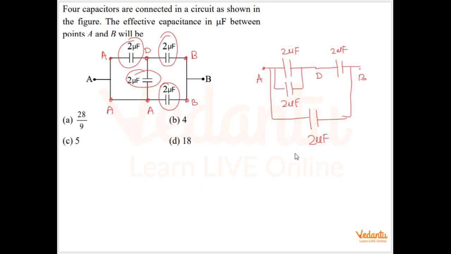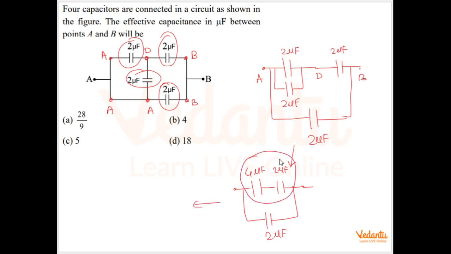Now beta, you just have to simplify this circuit a little bit. This 2 and 2 are in parallel beta, they will become 4. So I will have 4 microfarads, 2 microfarads and 2 microfarads like this. And beta, this 4 and 2 are in series, they will become 4 by 3 microfarads. I hope you guys know how to do that calculation. 4 by 3 microfarads and 2 microfarads.